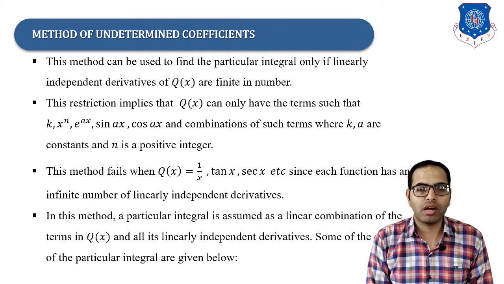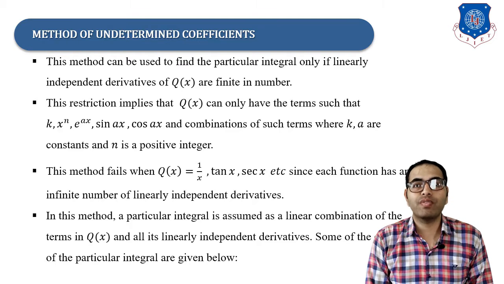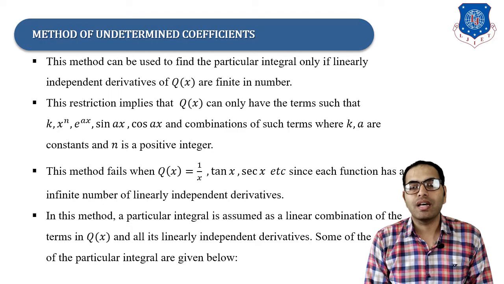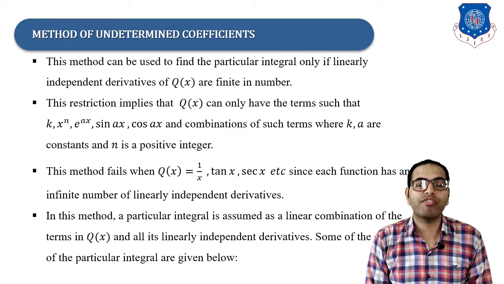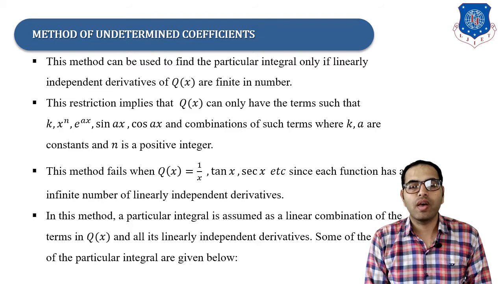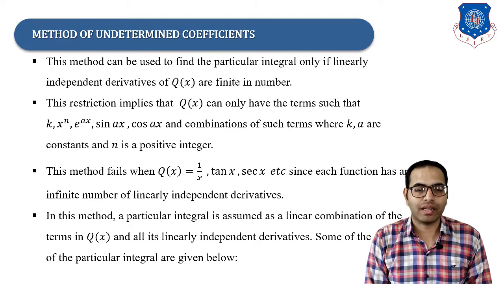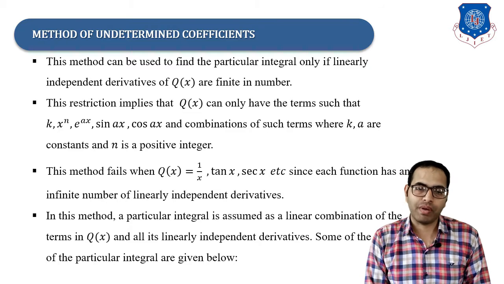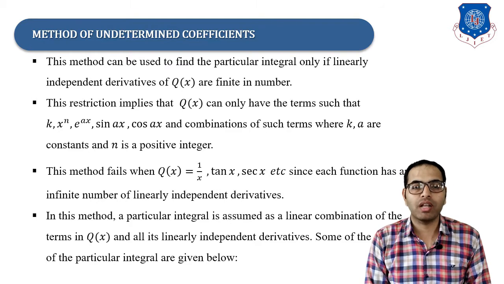This method does not work when q of x is in the form of 1 upon x, tan x, sec x, etc., since each of these functions has an infinite number of linearly independent derivative terms, so we cannot apply it directly. For that we should apply another method, which is the method of variation of parameters. This method is used when r of x or q of x is in terms of 1 upon x, tan x, sec x, etc.